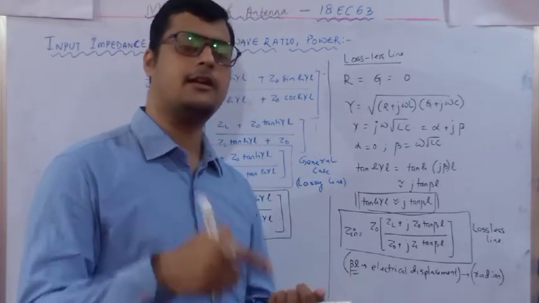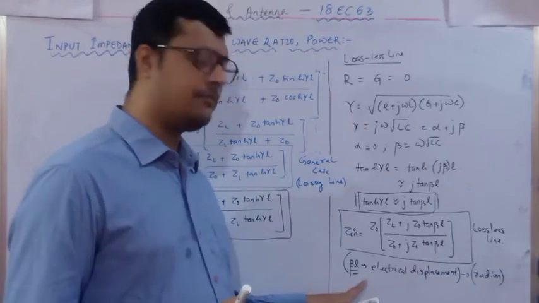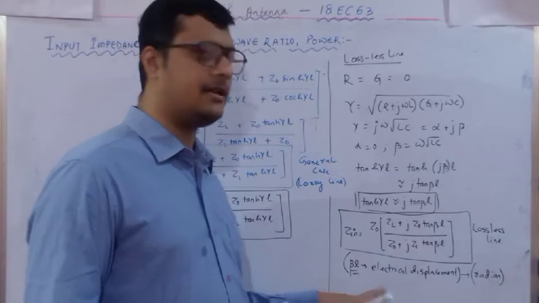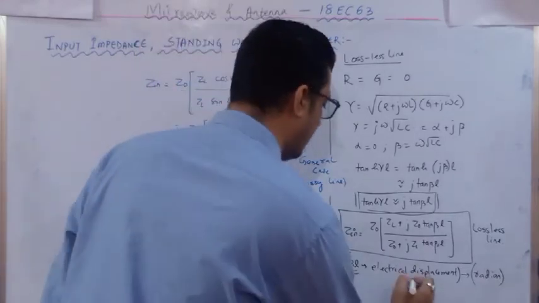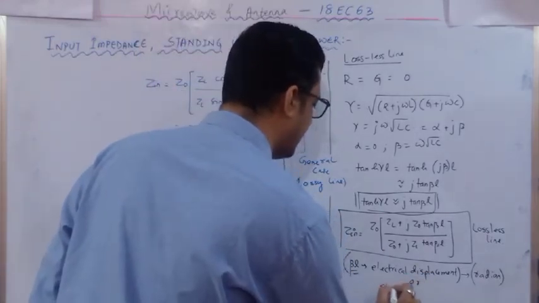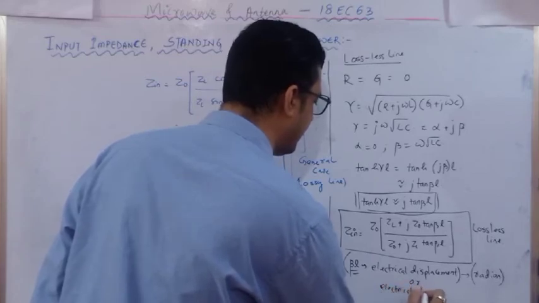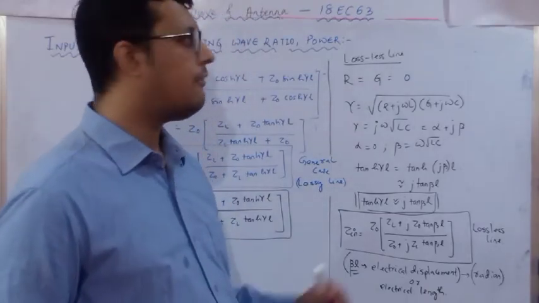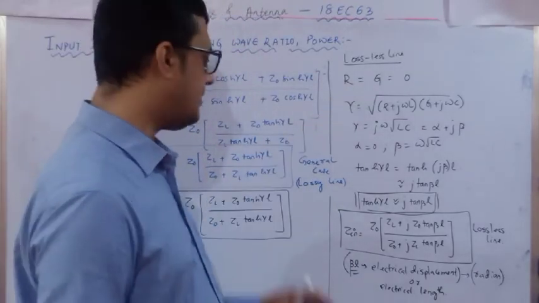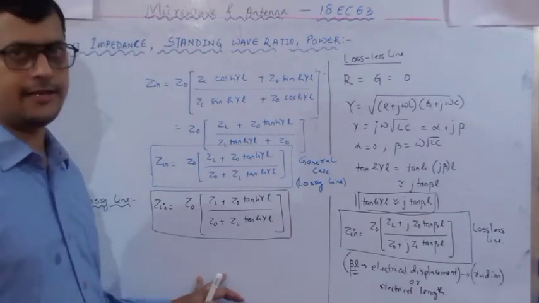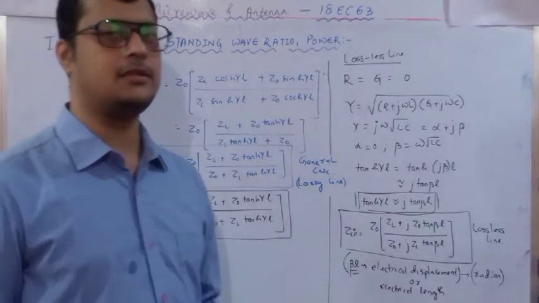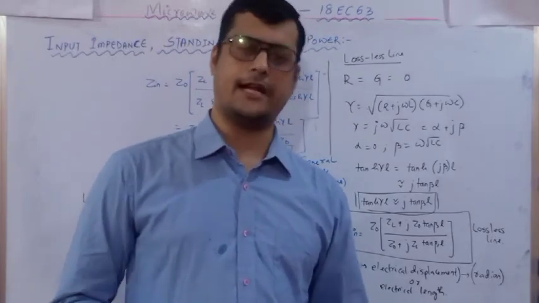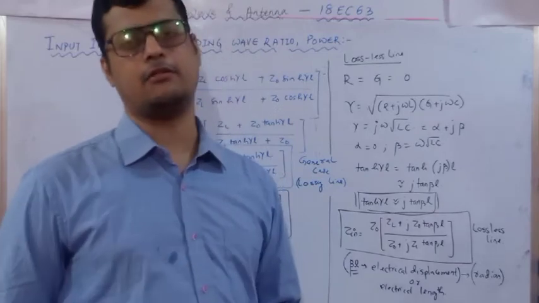Sometimes they will ask to calculate the electrical displacement, so you need to calculate beta L. Sometimes they will call it electrical length, so electrical length means beta into L. Both are the same. Okay, so this is the part for lossless line, and this is the calculation for lossy line. Now once this input impedance is known, next we will go to reflection coefficient, and then we'll go to standing wave ratio, and then we can easily find out the power.